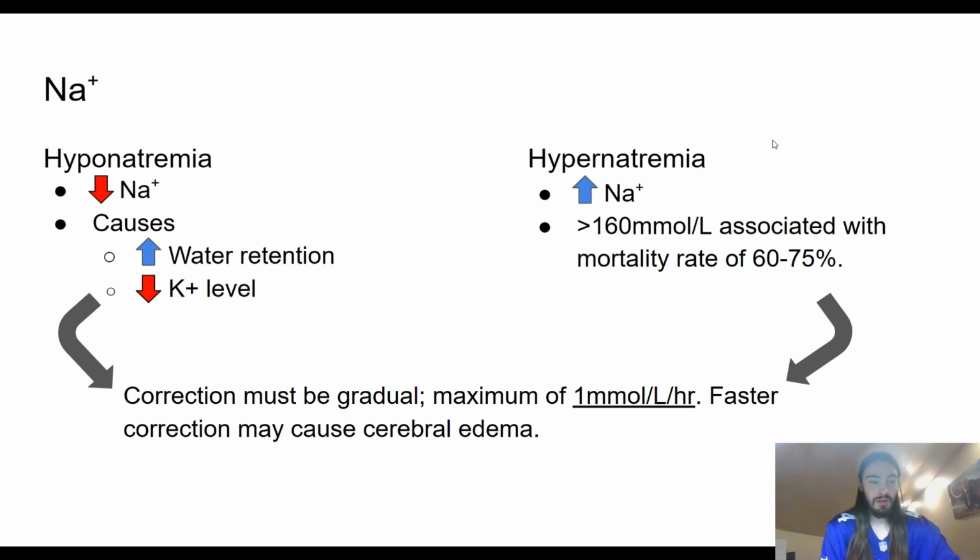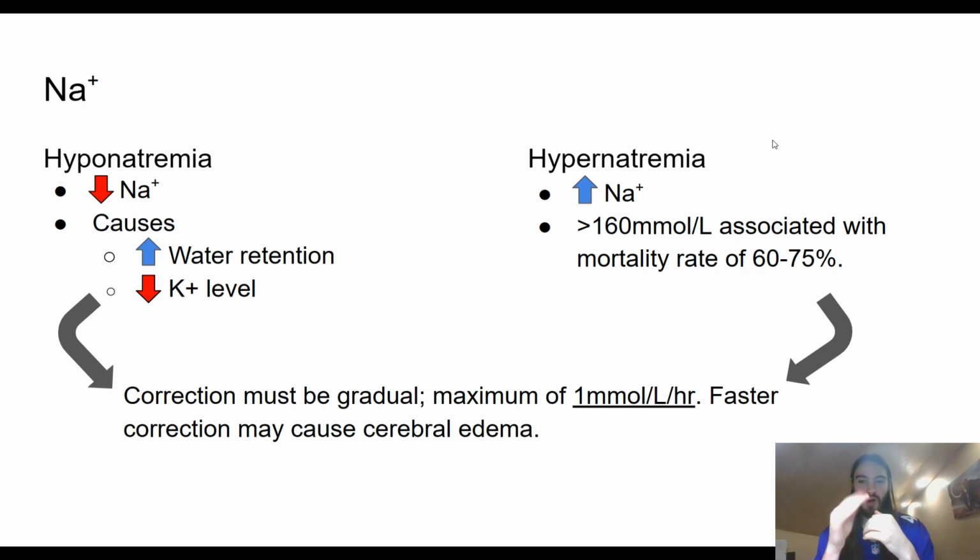hypernatremia can be caused by increased water retention, as seen in renal failure, kidneys not excreting fluids as they should be. Also, decreased potassium levels. When potassium levels are low, kidneys will end up retaining more sodium in the body to maintain that cation anion balance, the electroneutrality. And then hypernatremia, increased sodium.